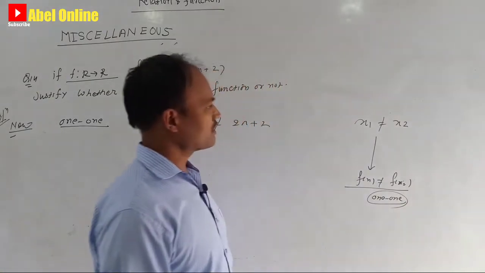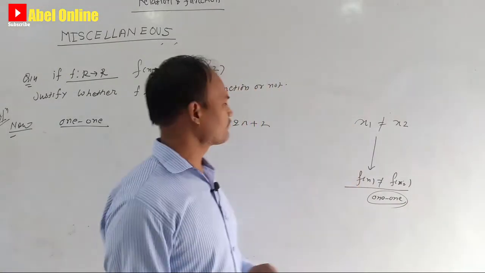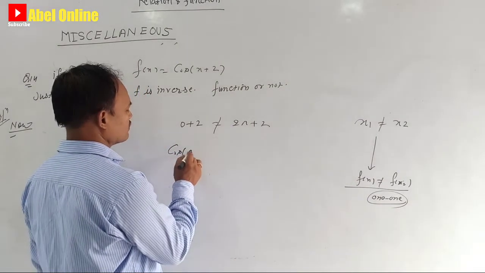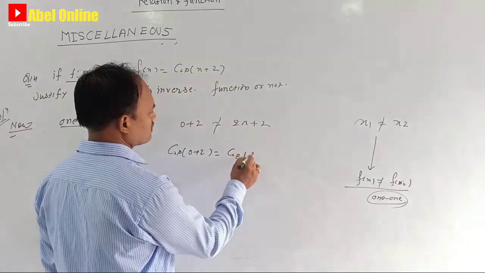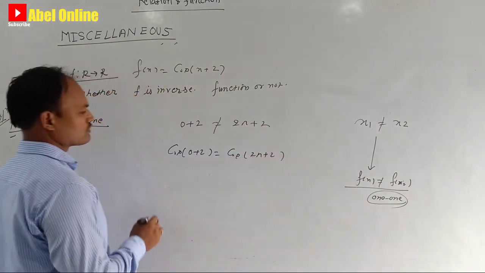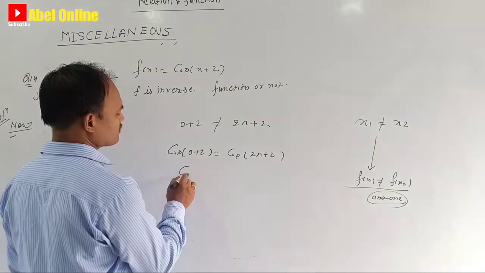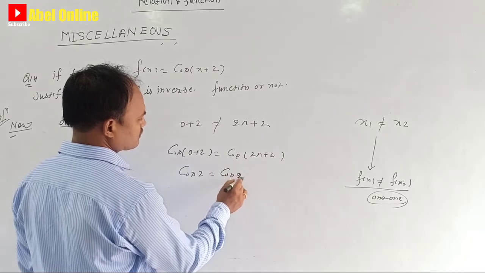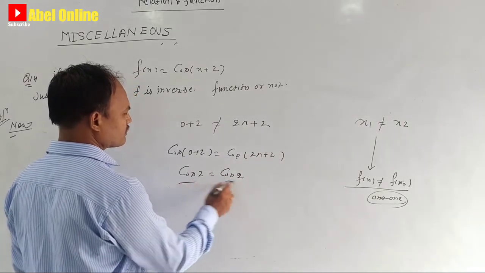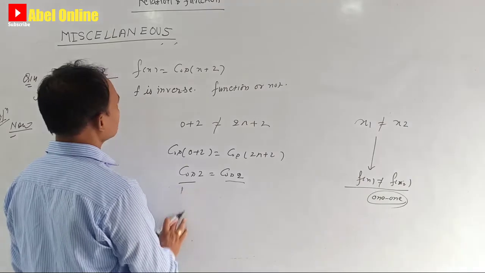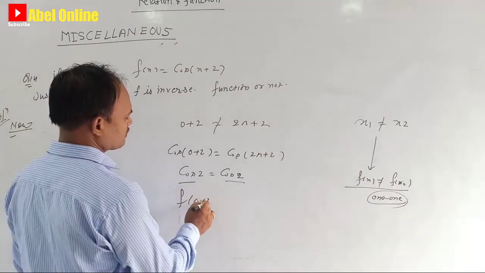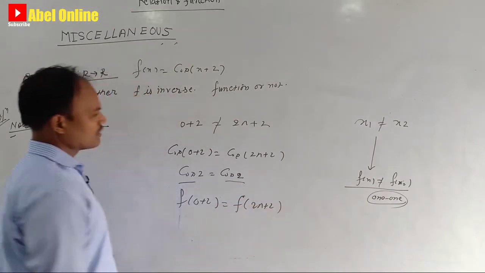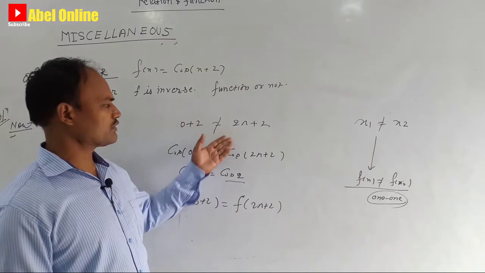Now we are going to check this. Okay, so taking cos, it is cos 0 plus 2 equal to cos 2 pi plus 2. So cos 0 plus 2 means cos 2, and cos 2 pi plus 2 is also cos 2. What happened here? cos 2 equals cos 2, which means f(0) equals f(2 pi) is equal. We were saying that these are not equal, but these are equal.